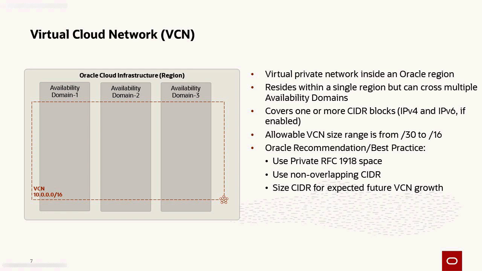The allowable VCN size range is from /16 to /30. Oracle recommends using one of the RFC 1918 private IP ranges in the VCN address space that doesn't overlap with any of your existing private networks, to avoid route conflicts in future. We can add more CIDR blocks to the VCN after its creation. But it's very critical to plan your VCN design thoroughly, considering all the use cases, workloads, and future growth.